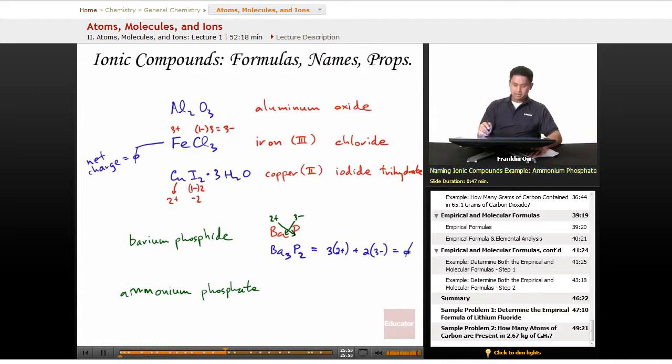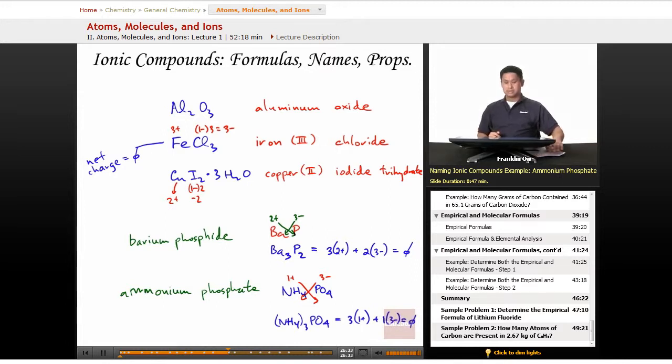Okay, next one is ammonium phosphate. Ammonium is NH4. Phosphate is PO4. Ammonium is a 1 plus charge. Phosphate is a 3 minus charge. Let's go ahead and cross them again. And when we cross them, we're going to get (NH4)3, and then PO4 with a 1. And let's make sure that they all work out. So 3 of the ammoniums times a plus 1 charge, plus 1 of the phosphates with a 3 minus charge. And yes, it does cancel to 0, everyone.